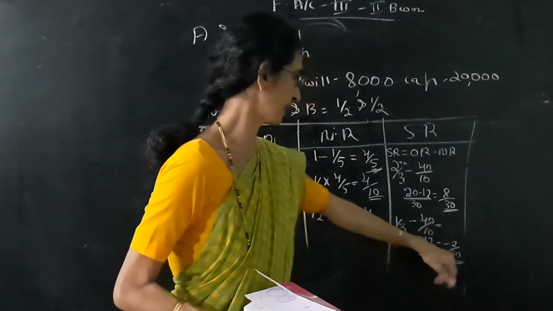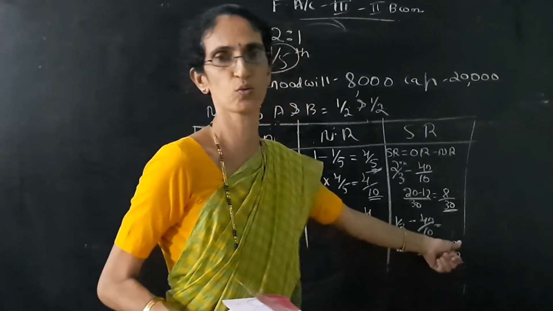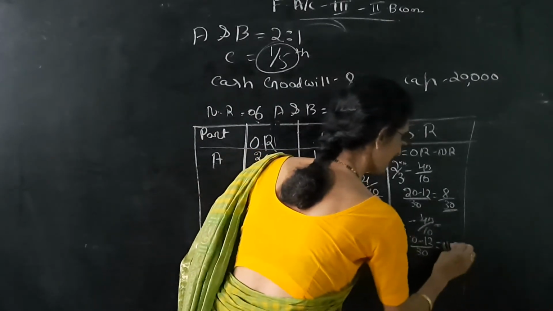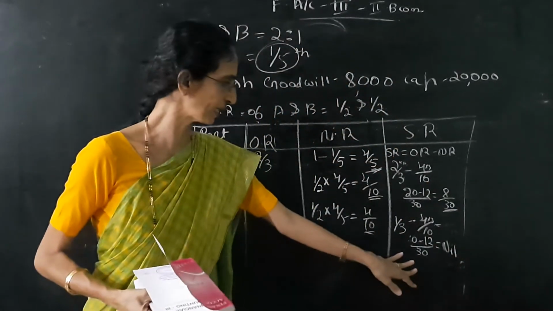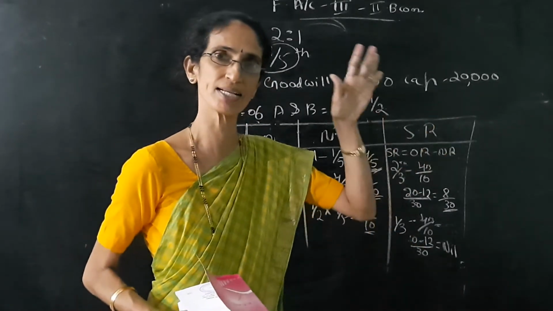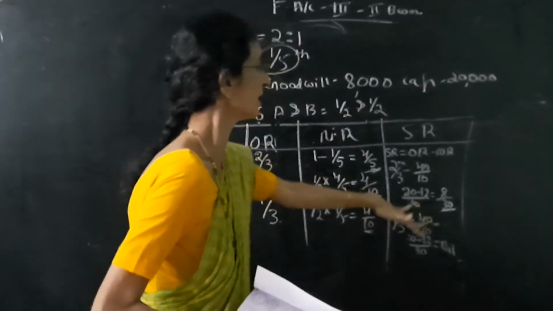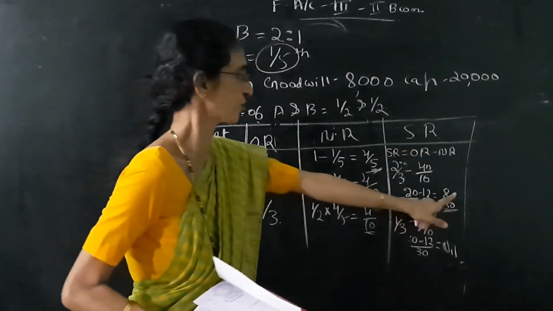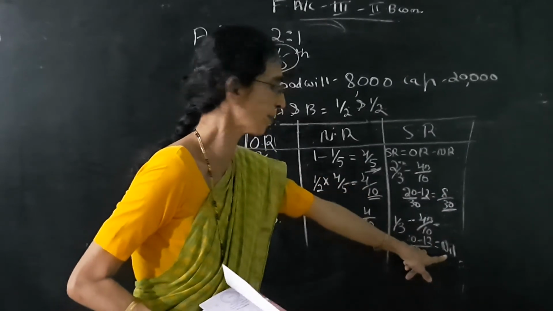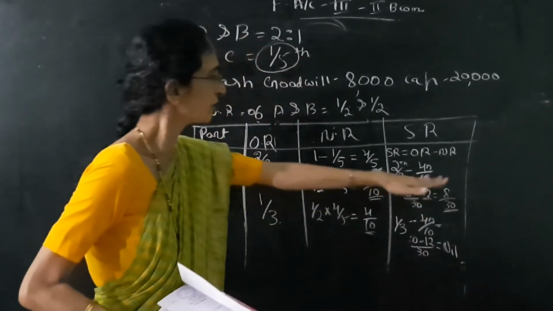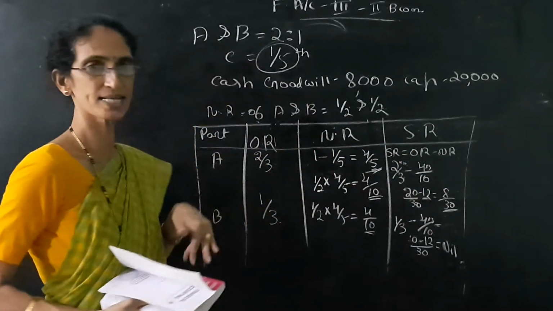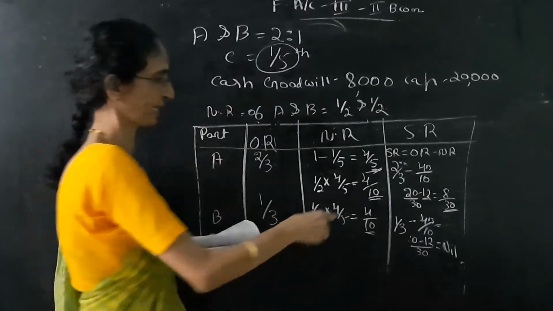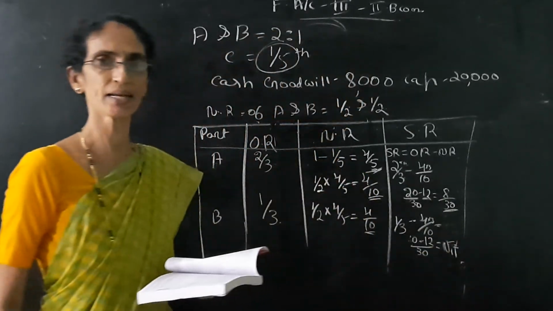When minus comes here, 10 minus 12 means minus 2. Minus means he is not at all sacrificing anything, that means nil. Therefore the whole goodwill should be given to A because he only sacrificed. A sacrifices 8 by 30, and B, with minus 2, does not sacrifice anything. So the whole goodwill should be credited to A's capital account.